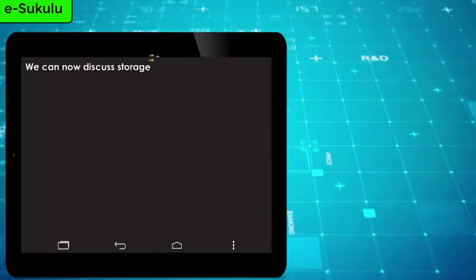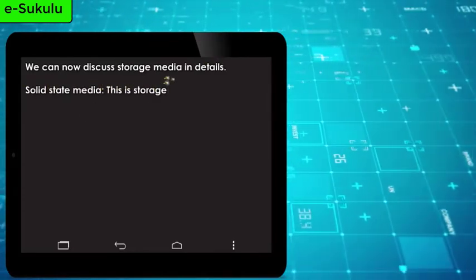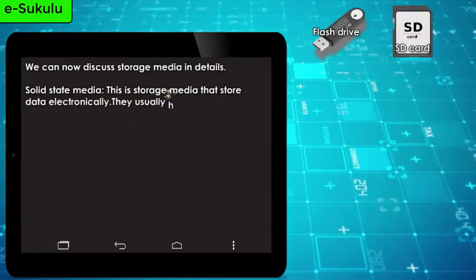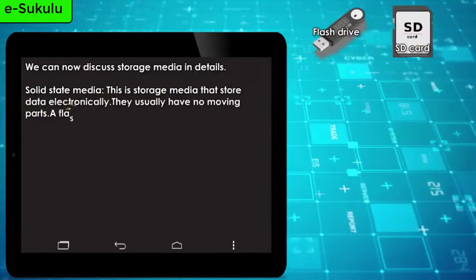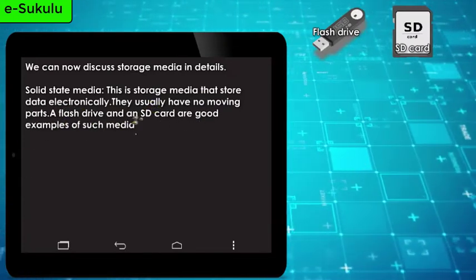We can now discuss storage media in details. Solid state media. This is storage media that store data electronically. They usually have no moving parts. A flash drive and an SD card are good examples of such media.